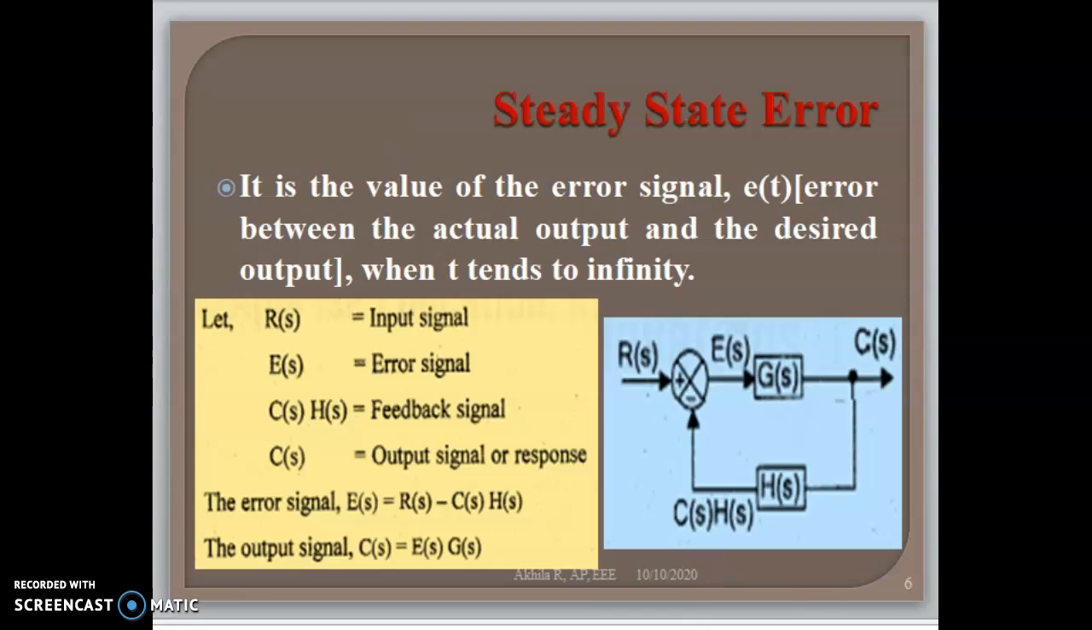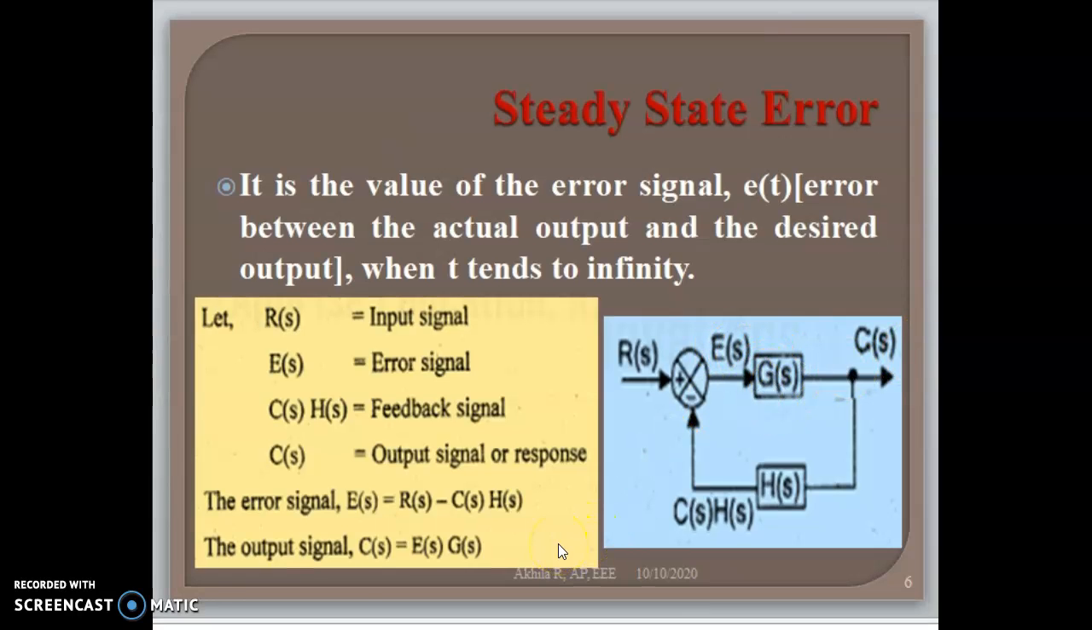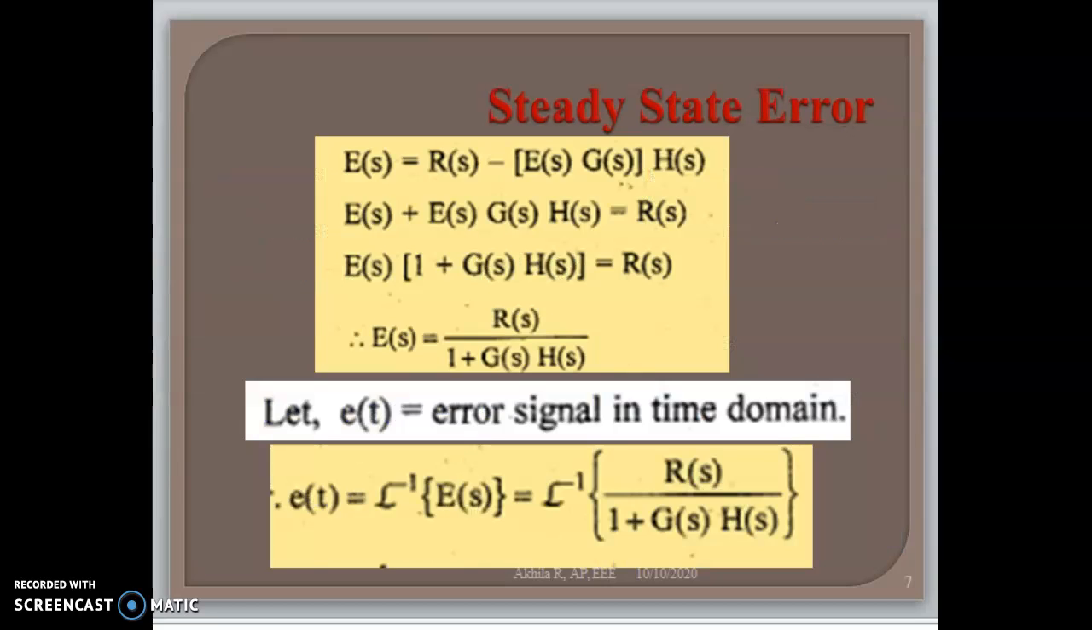The output signal C(s) can also be expressed as the product of your error signal and the forward path gain. So E(s) into G(s) gives you the C(s). Now substituting C(s) as E(s) into G(s) and taking all the E(s) terms to one side, I get my expression E(s) as R(s) by 1 plus G(s)H(s). Note that this plus comes because we've given a negative feedback. So finally your E(s) is R(s) by 1 plus G(s) into H(s).